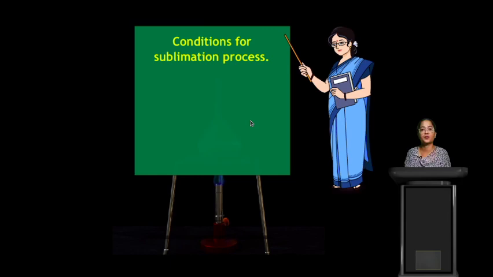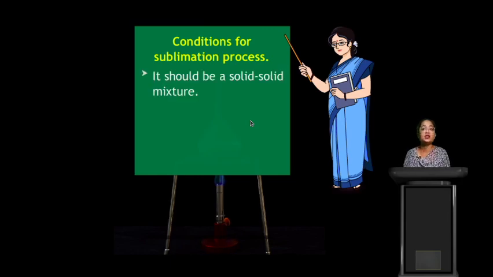Let's look into it. It should be a solid mixture. Salt is a solid, iodine is also a solid. So that's why it has to be a solid mixture for the sublimation process. Do you think liquid and solid can be taken? No. Why? Because both of them go through the same state, right? Even the liquid will be vaporized. When the solid which is sublimable is also vaporized, we cannot take liquid and a solid. It has to be a solid mixture.